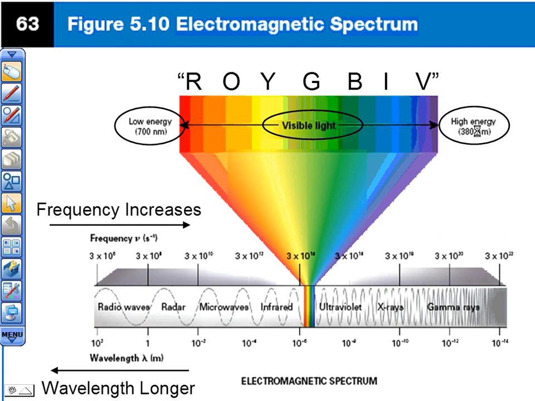So question 15 says, what color has the longest wavelength from our Roy G. Biv? The longest wavelength is going to be red. Which color has the largest frequency? The largest frequency is going to be violet. Which color is going to have the most energy? That's going to be violet as well.